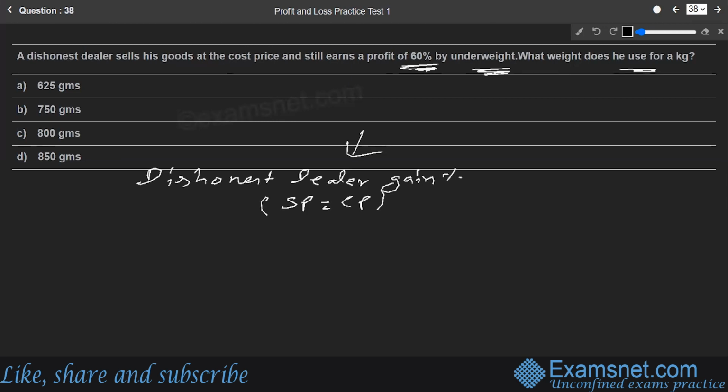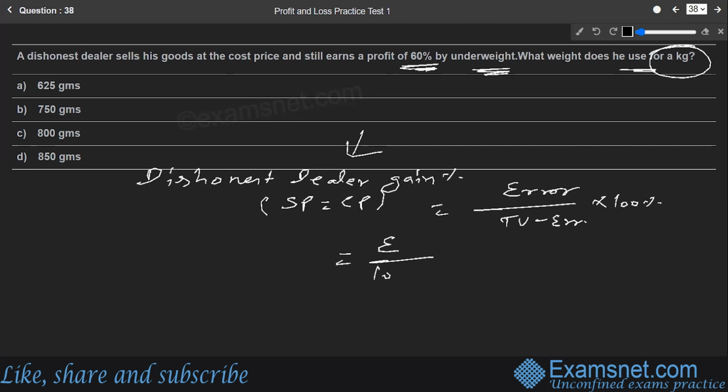So the dishonest dealer's gain percentage can be found out by the error, that is the difference between the true weight and the weight that he is using falsely, divided by true value minus error, into 100%. This is the dishonest dealer's gain. Now, we don't know the error, so we'll take the error as E only, divided by the true value, which for a kg is 1000 grams, minus error, into 100%. That has to be the ultimate gain of the dishonest dealer, and that is given as 60.